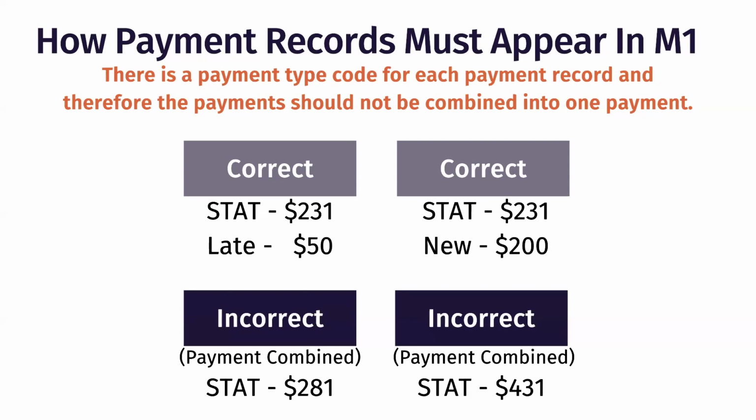The incorrect way to enter this into M1 is to combine the $231 and the $50 and add it under the payment type code STAT where it shows $281. Our system is going to kick this out. It's actually going to come in as an error. And so the member will still show unpaid on the BCT until the association goes into M1 and separates out the payment, so that you have the C.A.R. dues separated with STAT and the late fee separated with LATE. Because again, our system is looking for specific dollar amounts.